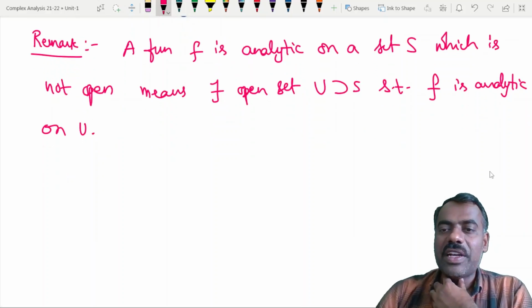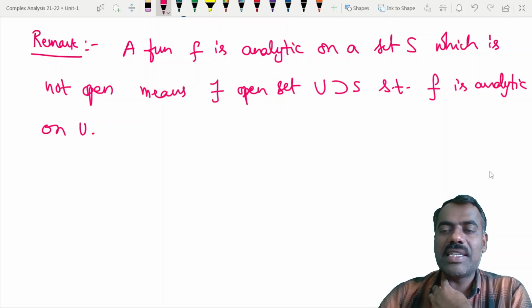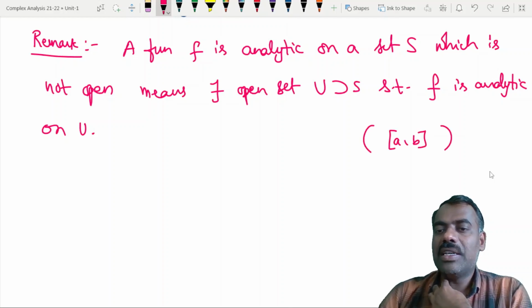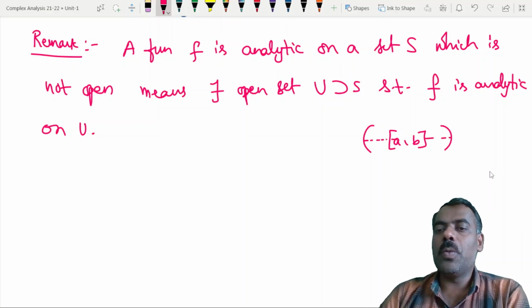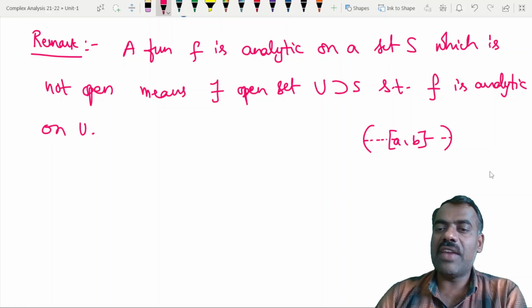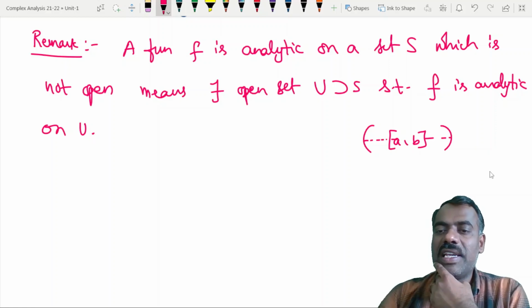That depends on your function. See, if you want to say that f is analytic on a set S that is closed, for example, take [a, b]. Then we should be able to find a bigger set, which is open, and f is analytic everywhere. Then obviously f is analytic on this set also, or not?